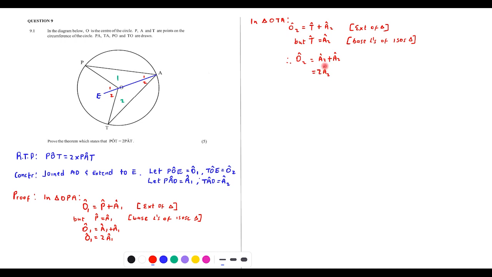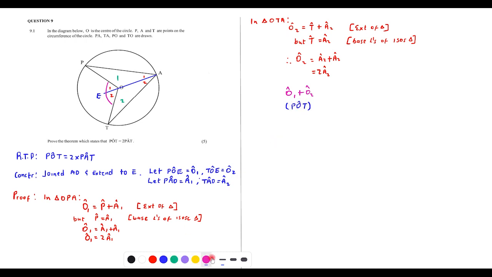So what we just did here is write O1 in terms of A1 and O2 in terms of A2. And now what do we need? We need to understand the whole part, which is O1 and O2. So we're going to say O1 plus O2. We know that O1 plus O2 is also known as POT. So let me just keep it like that.